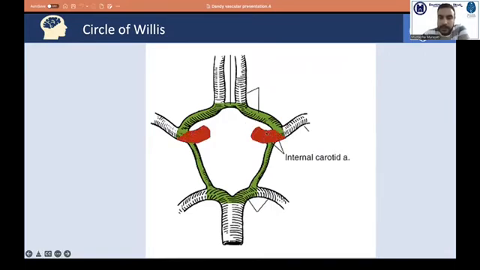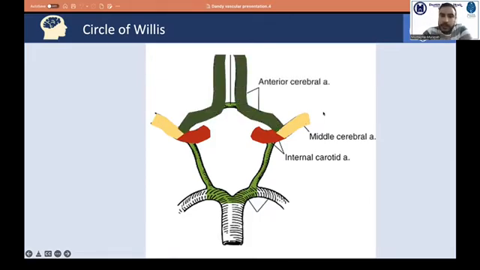It has two internal carotid arteries, and then the internal carotid artery gives rise to the middle cerebral arteries, which go laterally. And then we have two anterior cerebral arteries, which go medially and anteriorly. And between the two anterior cerebral arteries, we have the anterior communicating artery. That was regarding the anterior circulation or anterior part of the circle of Willis.